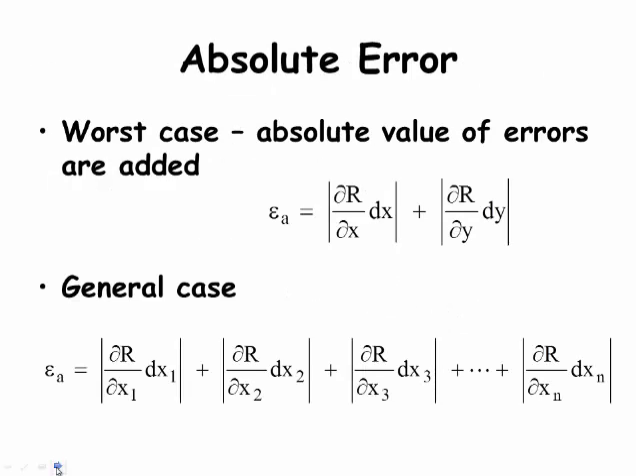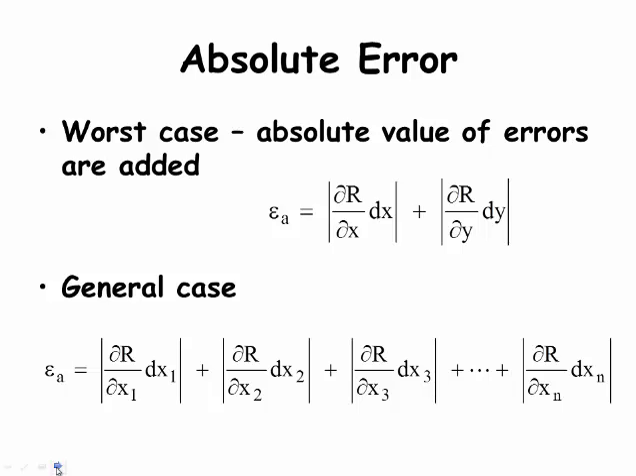This slide shows how we define absolute error for two variables x and y. We will use epsilon subscript a as the variable to describe absolute error. Using the previous expression for delta r for two variables x and y, we define the absolute error as the sum of the absolute values of the products of the partial of r with respect to the partial of x times dx plus the partial of r with respect to the partial of y times dy.